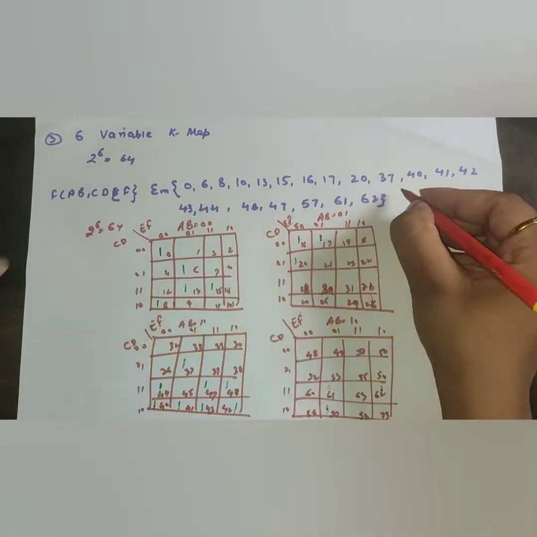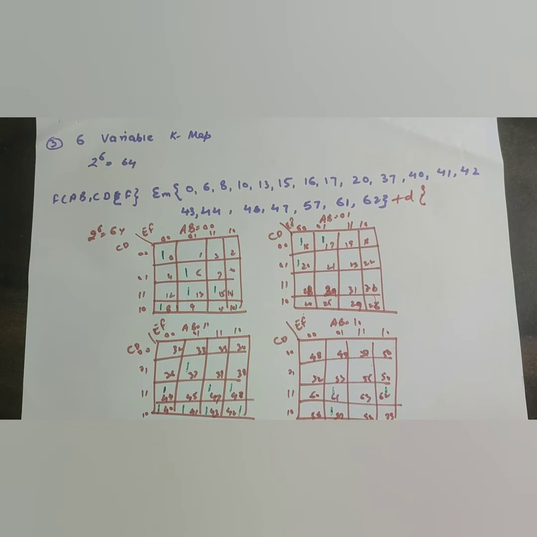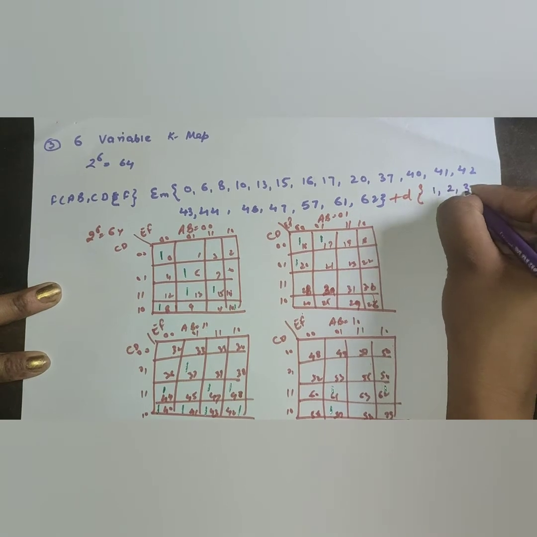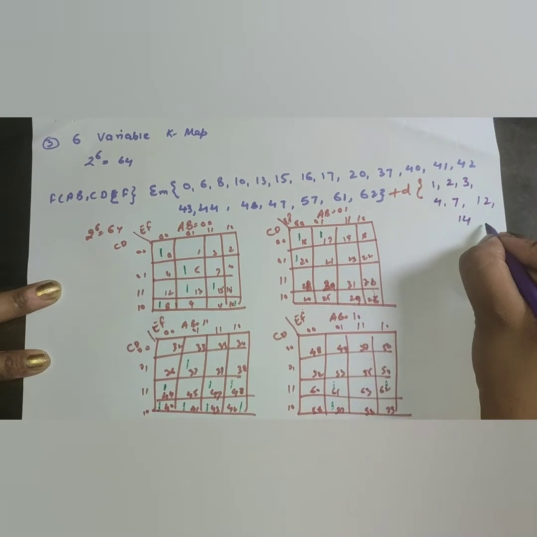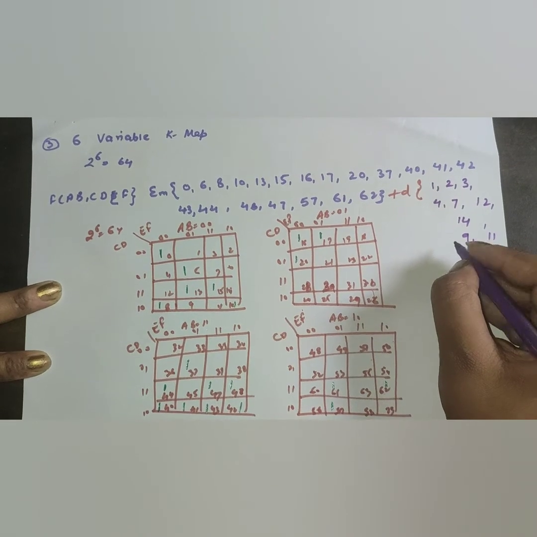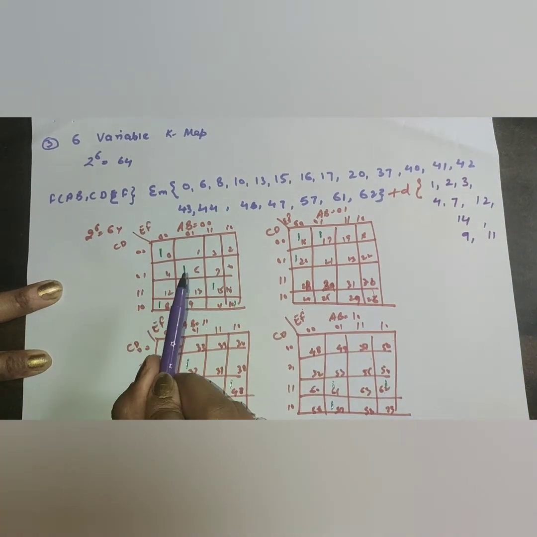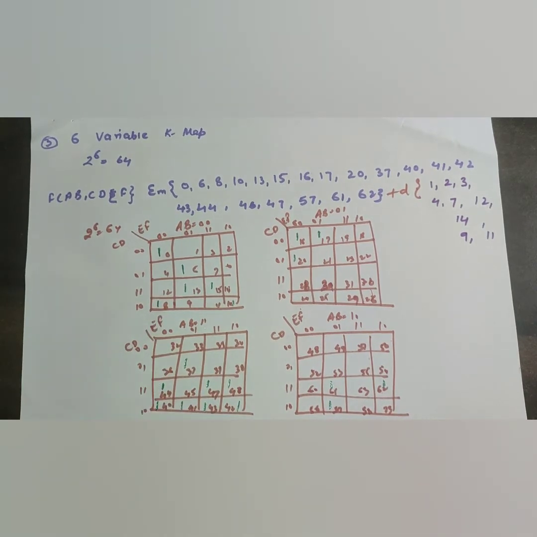let us have some don't care conditions over here, because of your confusion about don't care. Let's suppose we have some don't care conditions like 1 2 3 4 7 12 14 9 11. Okay, we have these don't care conditions. Okay, 0, 1, 2, 3, 4, 7, 6 are there also.